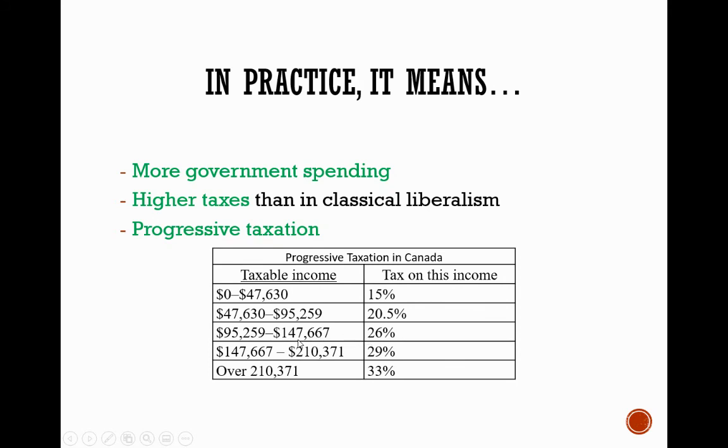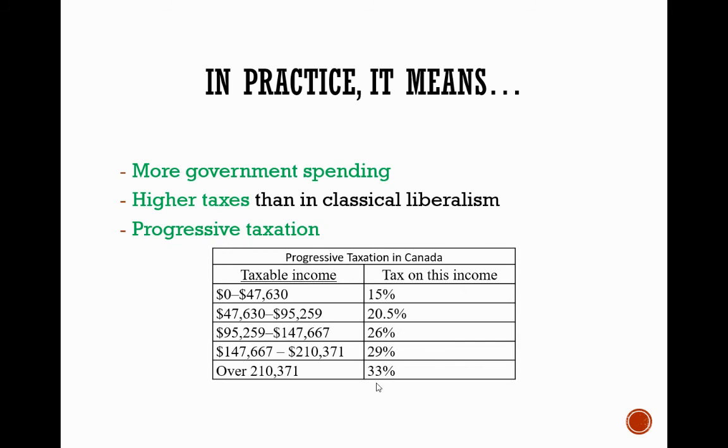And if you make more than $147,667, well, then that extra money is going to be taxed at 29%. And overall, if you make over $210,371, all of the money that you make that is more than this will be taxed at 33%. So 1/3 of it will go to the government.